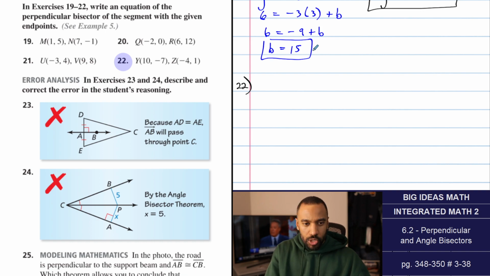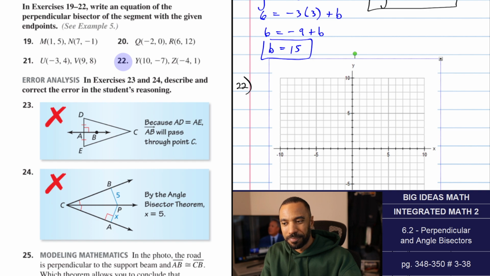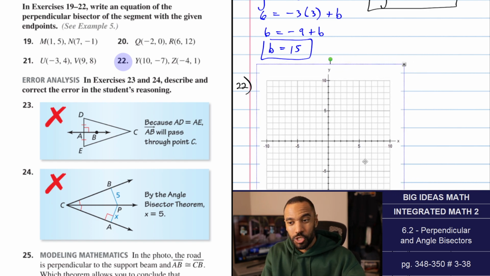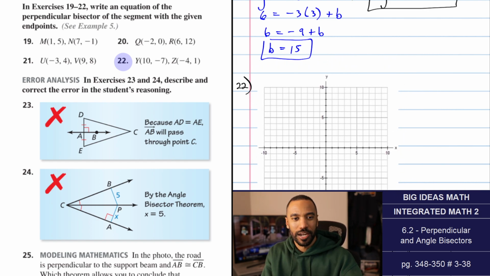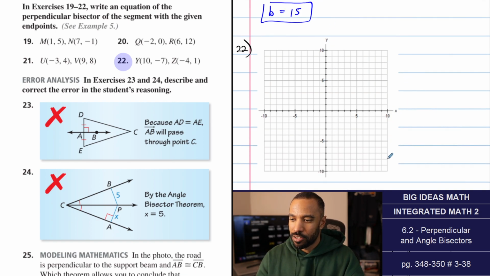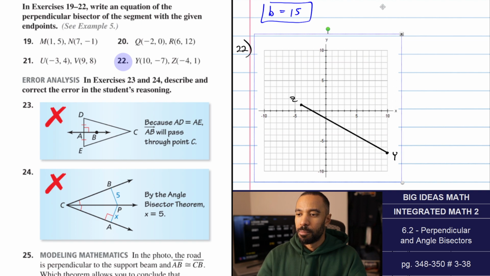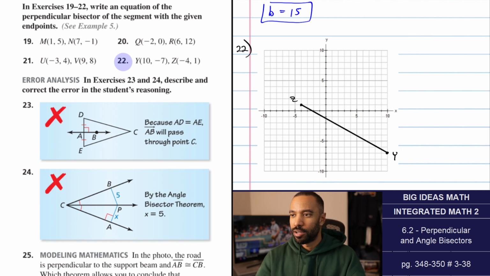Number 22. This time let's do it with the graph, and let's just hope and pray that you can just draw it out and make it work. Let's check it out. At least these will fit on the graph this time. Y is at 10, negative 7, just barely, but it fits. But here's Y. And Z is at negative 4, 1, like that. Here's Z. So here's the segment that will be perpendicularly bisected, excuse me. The midpoint should be the halfway mark of what's being counted.